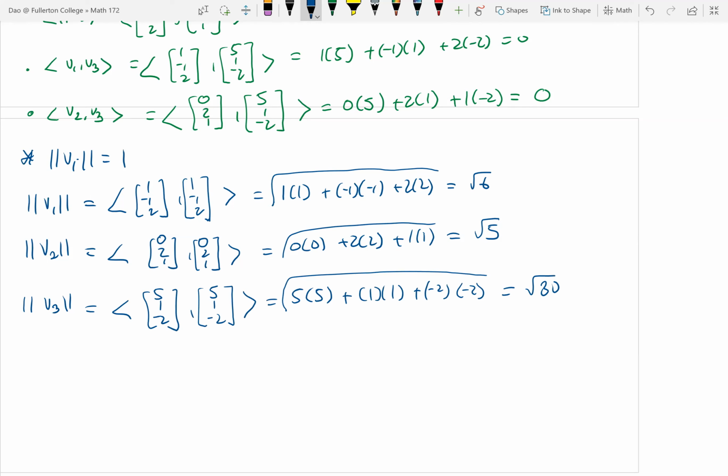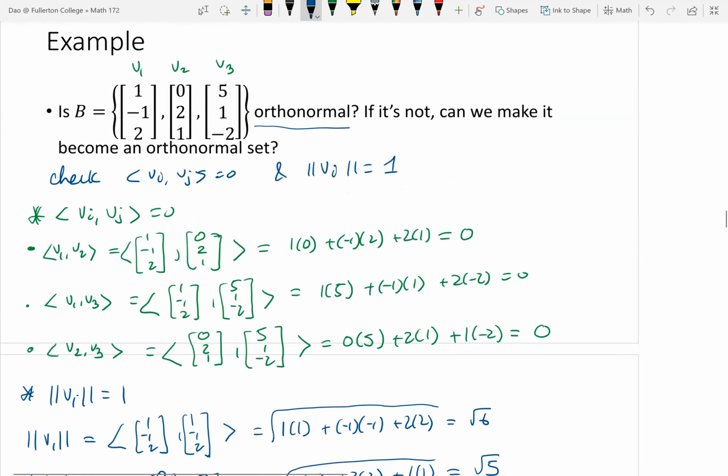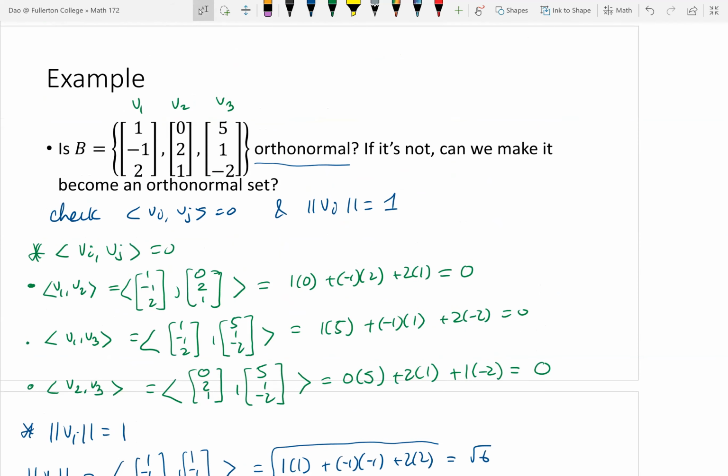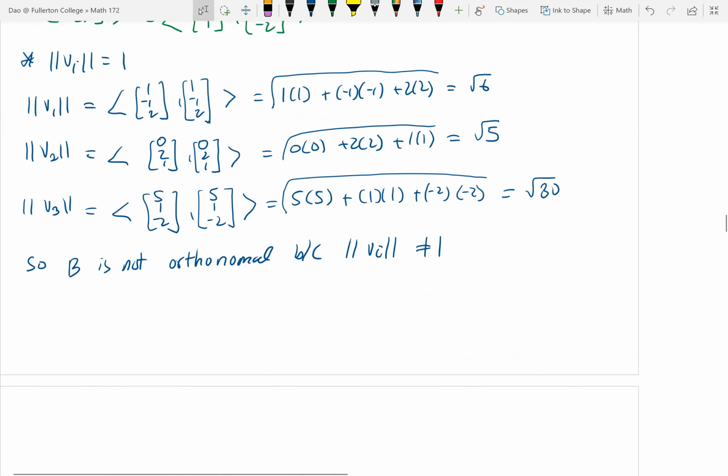Okay? So B is not orthonormal because the magnitude of V1 does not equal 1. So here's the question: if it's not orthonormal, can we make it become an orthonormal basis set? The answer is yes.